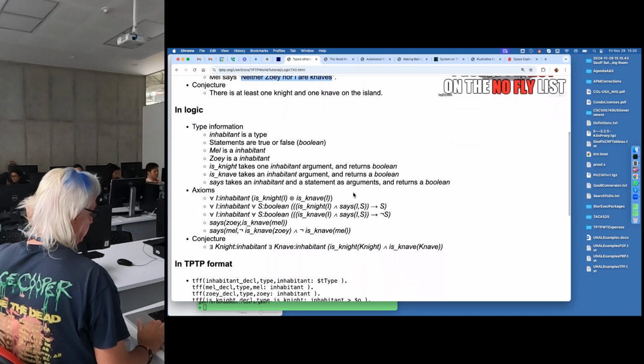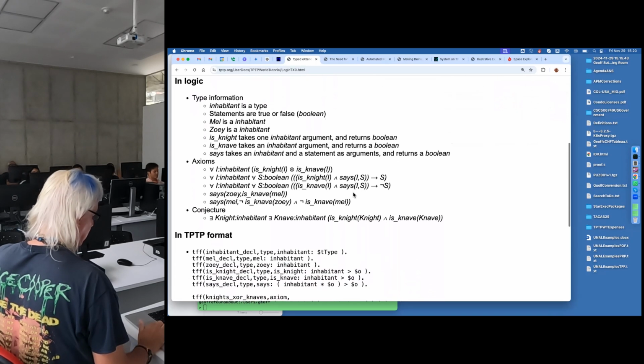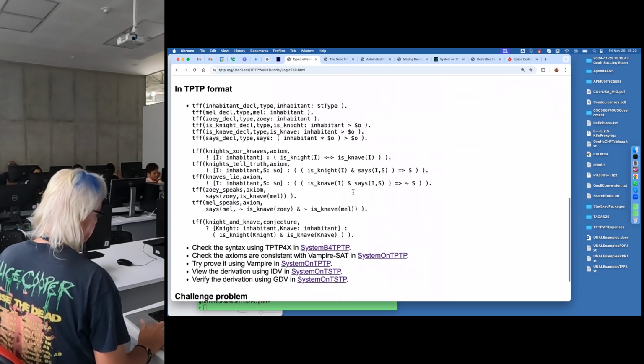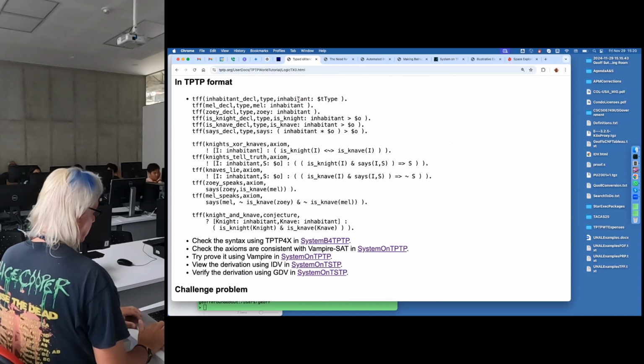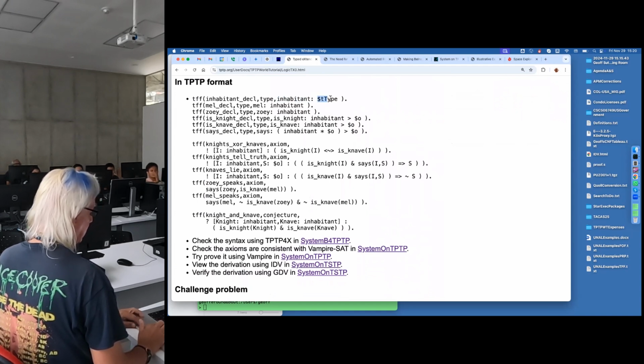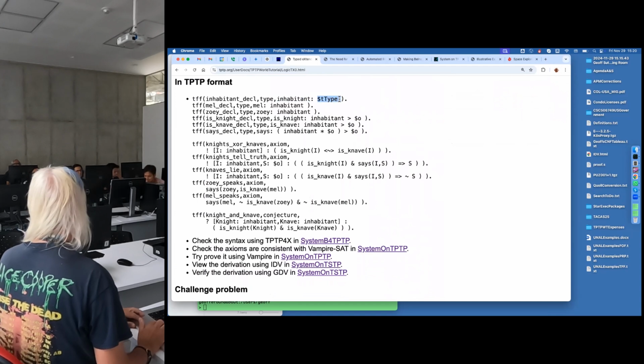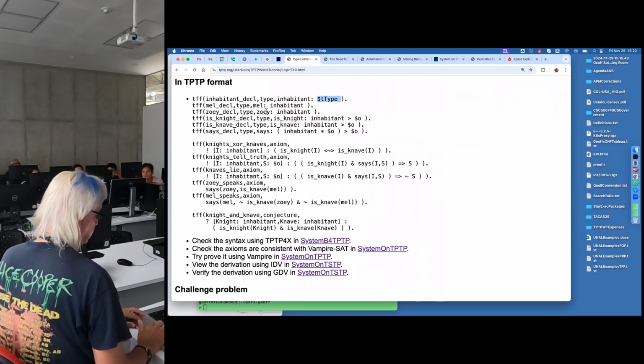So now we can do something new. Let's look at how we would write this in the TPTP world. We have people who live on the island, the inhabitants. We declare them as a data type, same as we did on Tuesday.